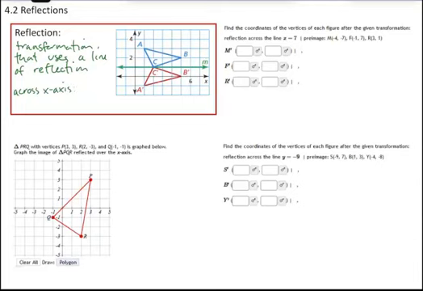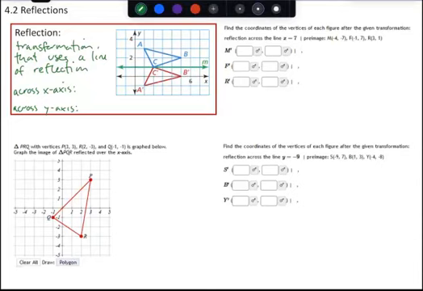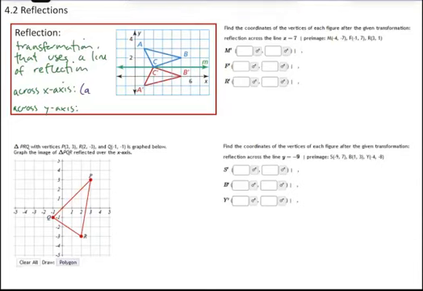It's often across the x-axis or across the y-axis, but it can also be across a vertical line or a horizontal line. It could also be across a diagonal line, but we're going to focus only on the horizontal and vertical lines. Okay, but if you have a point that reflects across the x-axis, what happens is that point goes from its original coordinates of A, B, to the new coordinates.